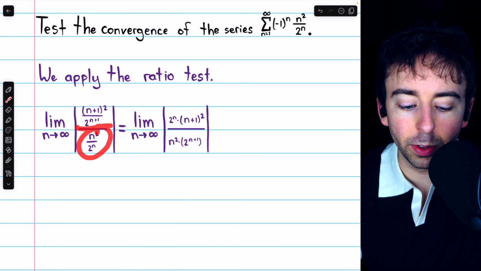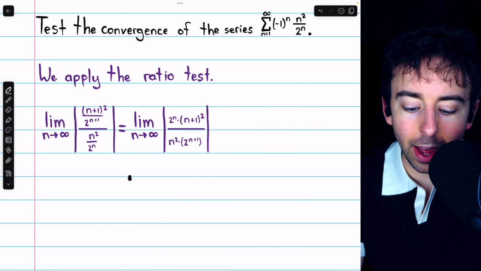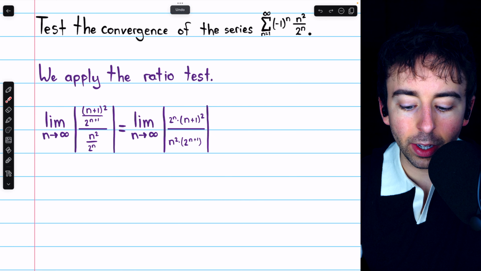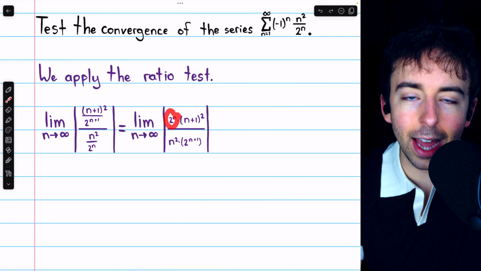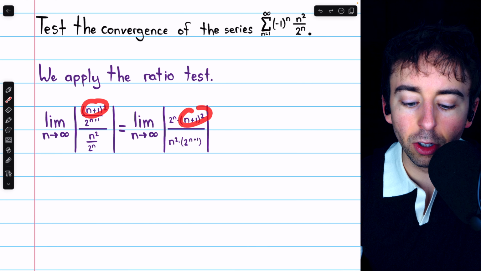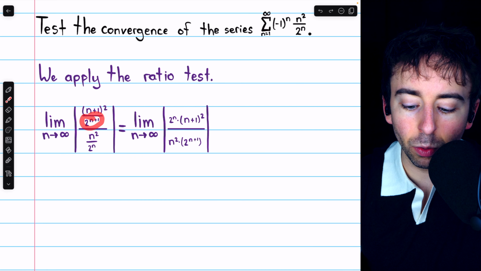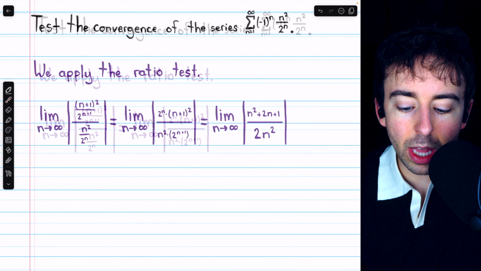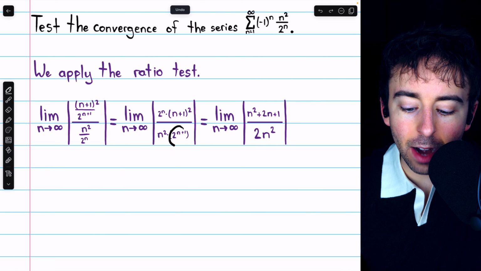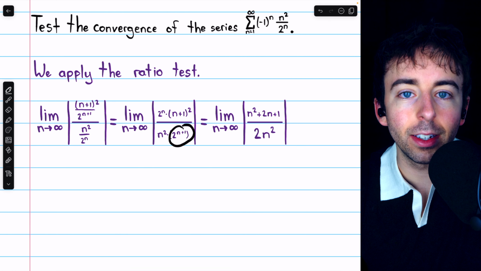Dividing by n^2 over 2^n is the same as multiplying by 2^n over n^2. So n^2 is going to be in the denominator, and 2^n is in the numerator. We also, of course, have (n+1)^2 in the numerator, and 2^(n+1) in the denominator. Now, we have n factors of 2 in the numerator because of the 2^n, and n plus 1 factors of 2 in the denominator.